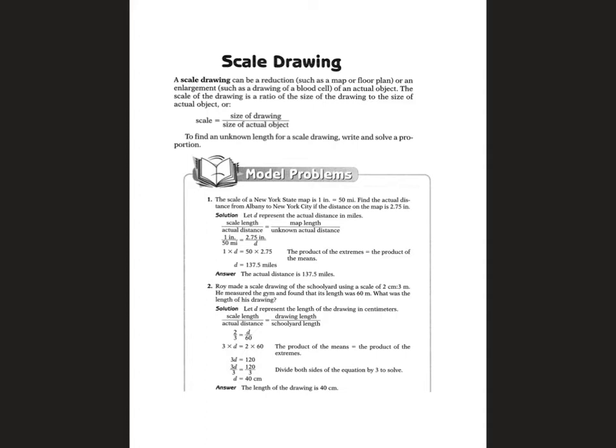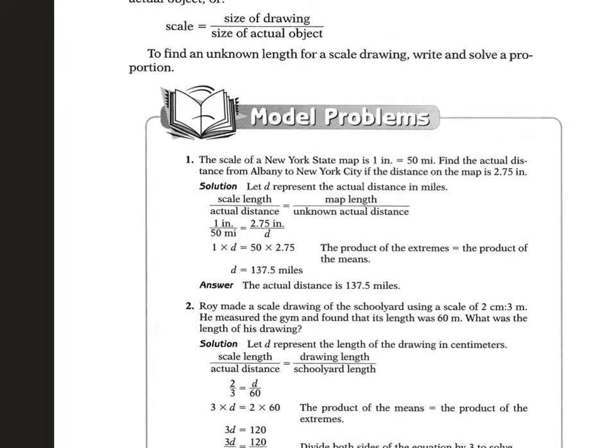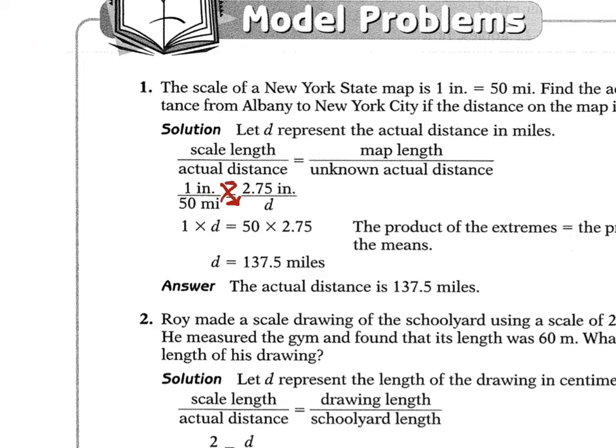For number 1, it says the scale of a New York State map is 1 inch is equal to 50 miles. Find the actual distance from Albany to New York City if the distance on the map is 2.75 inches. So the only thing you'd have to do is set up a proportion. So 1 inch is equal to 50 miles, so that can be 1 over 50 is equal to something over something. You want your inches to be across from each other, so that 2.75 would be on top of your second fraction. From there, you can just cross multiply. You have 50 times 2.75, which is 137.5. That would be miles, is equal to 1 inch.